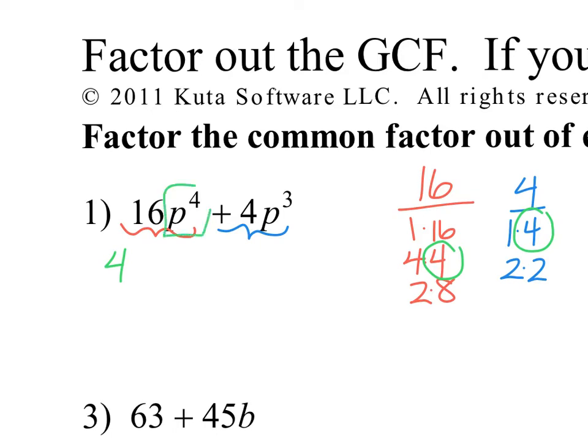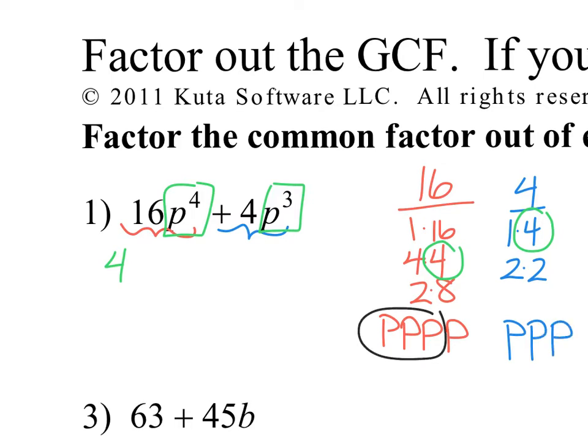Now if we focus on the variables, the common factor between two variables is always going to be the lowest degree. Similar to the way we looked at 16 and 4, look at p^4 and p^3. What they have in common is p to the 3rd, which is the lower exponent.